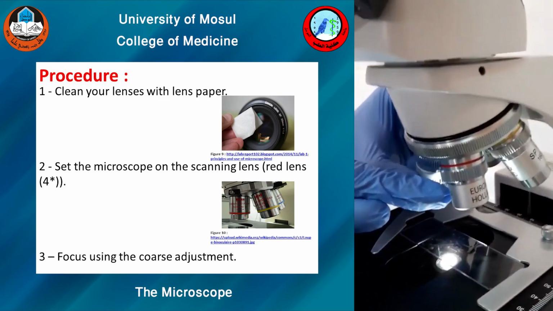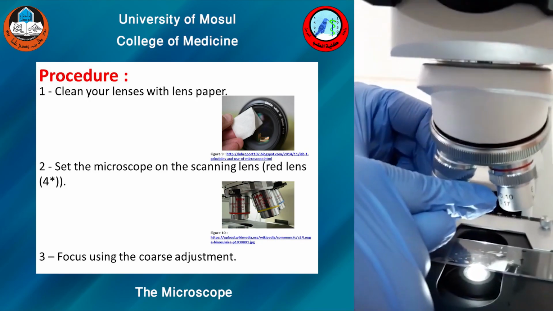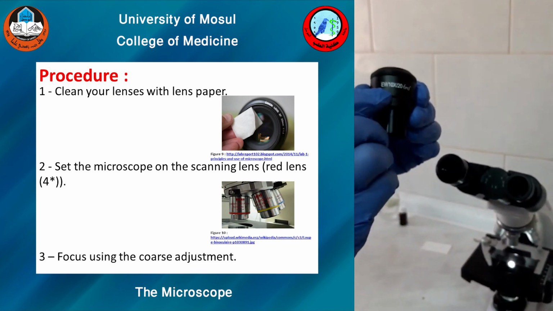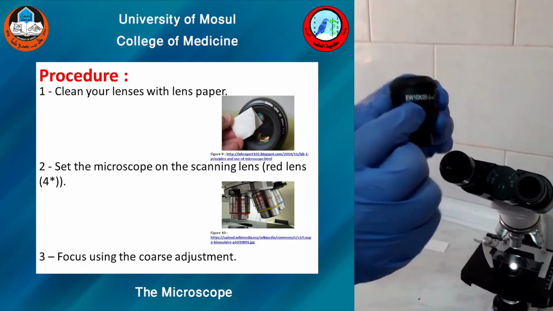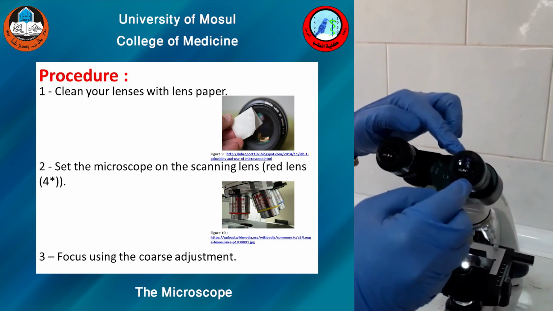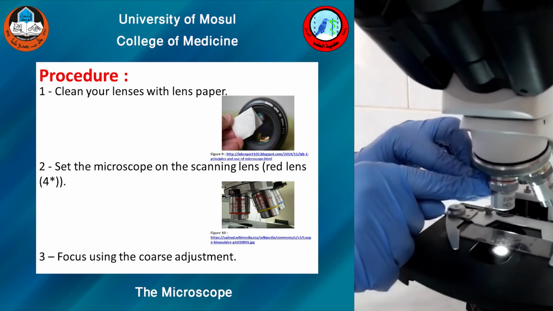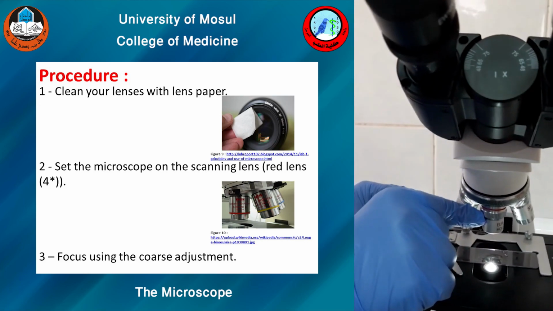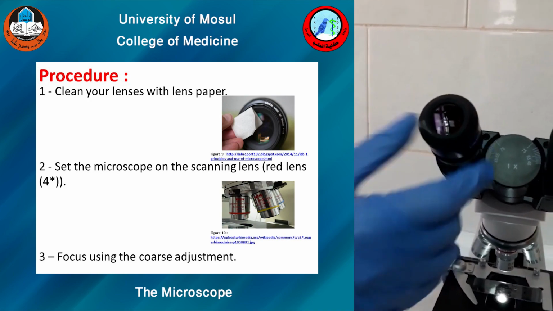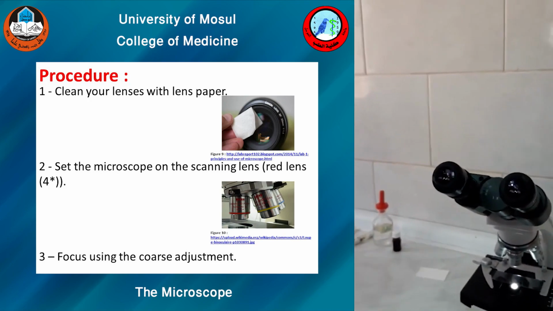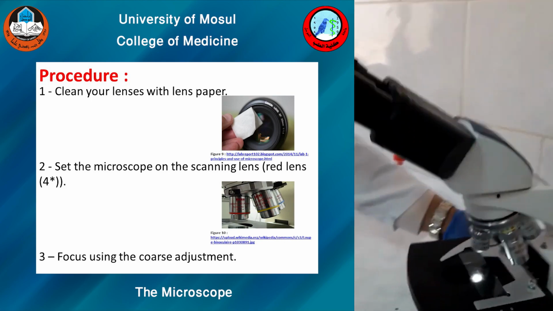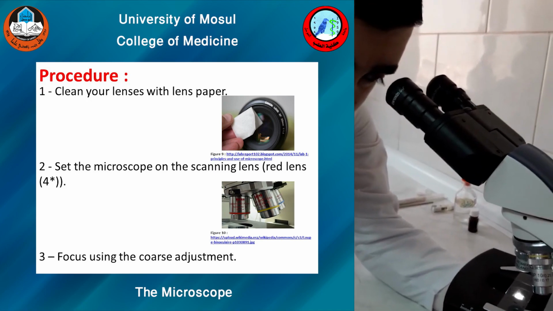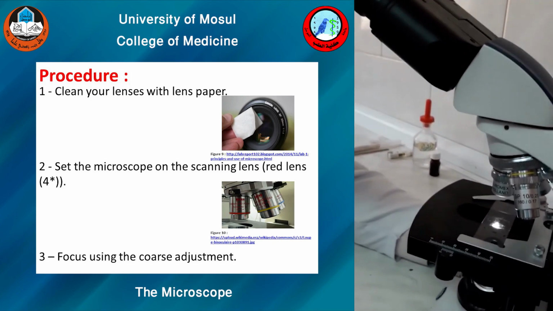Now this number, the 4, we will multiply it by the 10 of the ocular lens. The ocular lens magnifies the object by 10 times, and we multiply this number by the magnifying power of the objective lens, which is 4. So using the scanning lens will magnify the object by 40 times. 4 by 10.